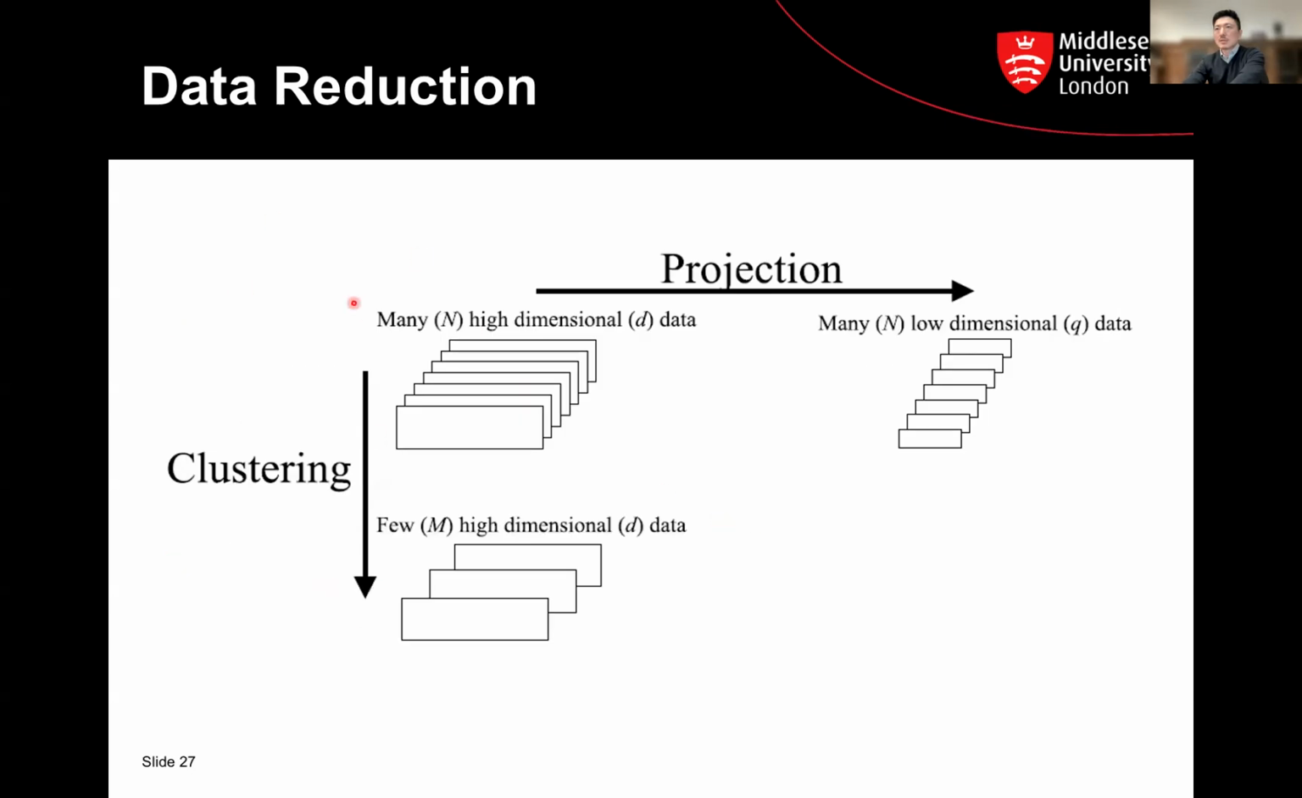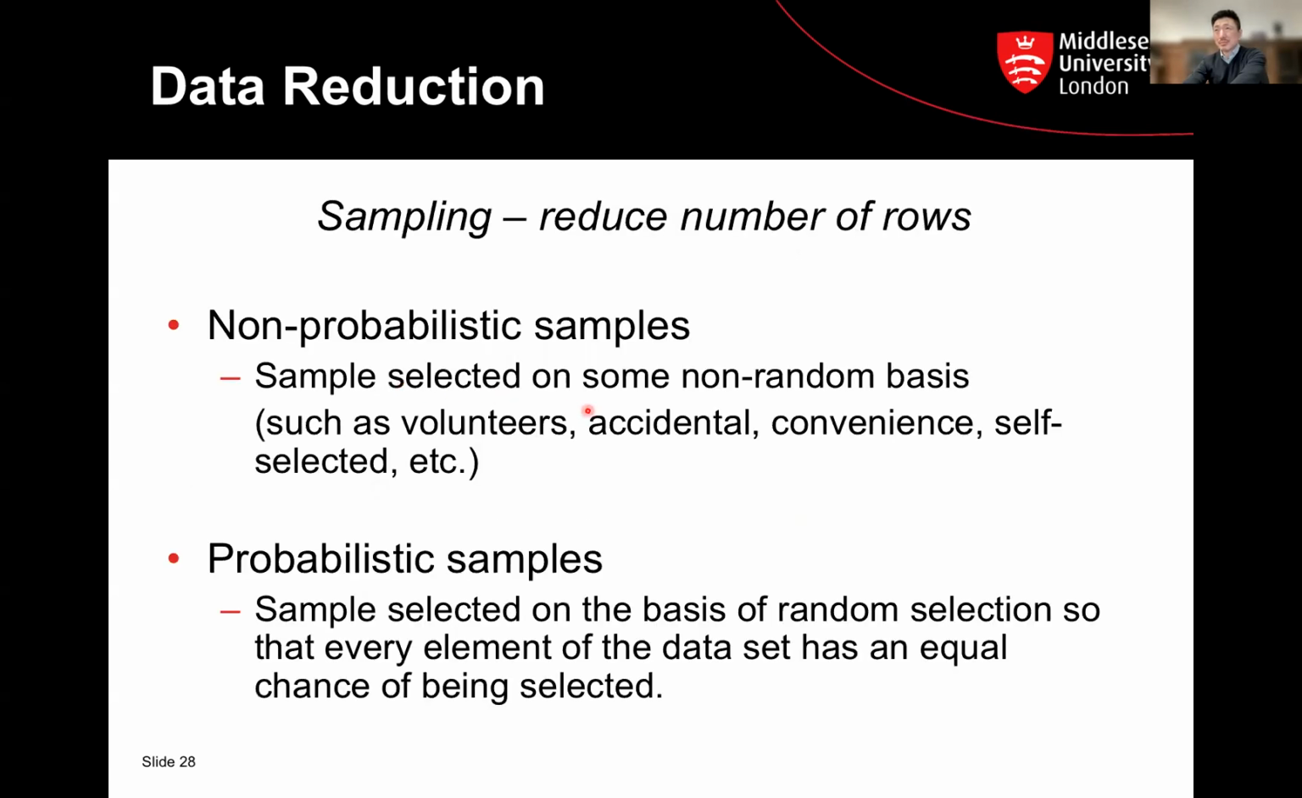Okay, so in this direction, you reduce the number of rows, and you can do sampling. Sampling basically means you pick some rows to remove. So you might want to remove a certain type of product from your product database.